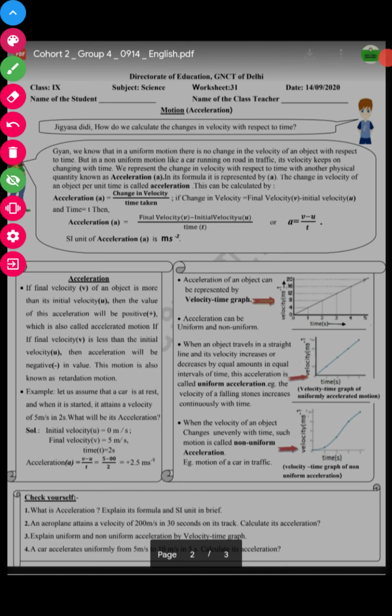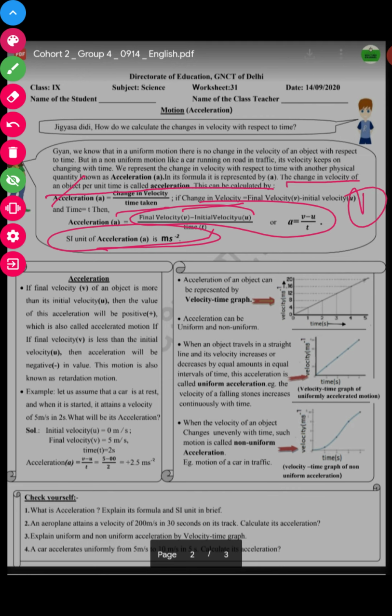Let's do it. What is acceleration? Explain the formula and SI unit. See, you can write it from here. The change in velocity of an object per unit time is called acceleration. This can be written as acceleration is equal to change in velocity with respect to time. This is the formula and this is its unit. So the answer of the first question is this.